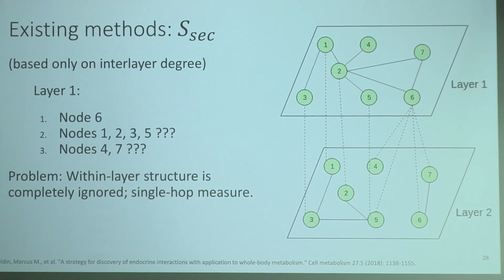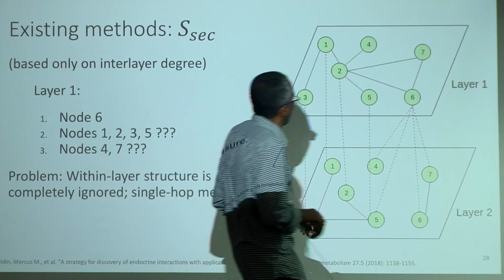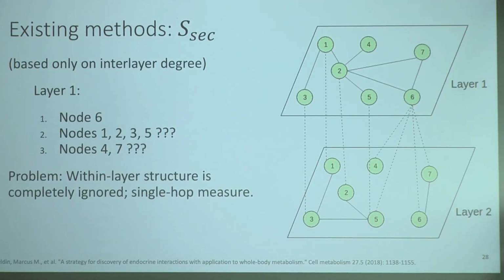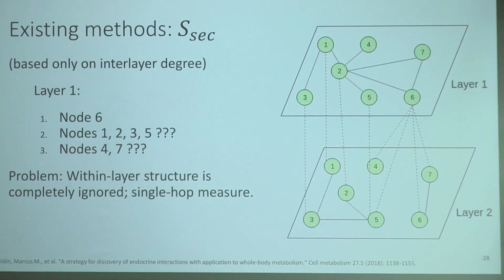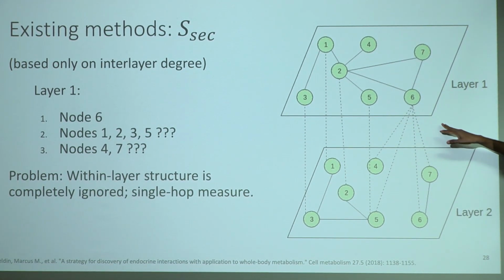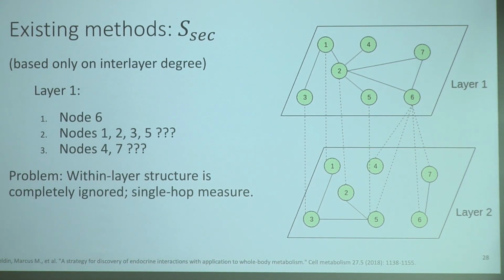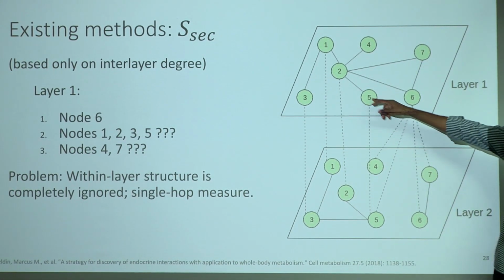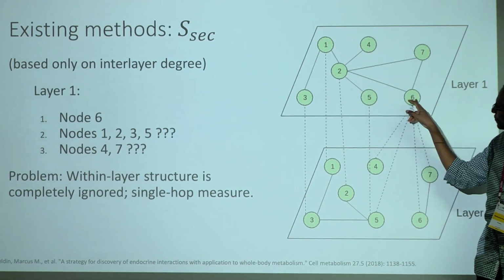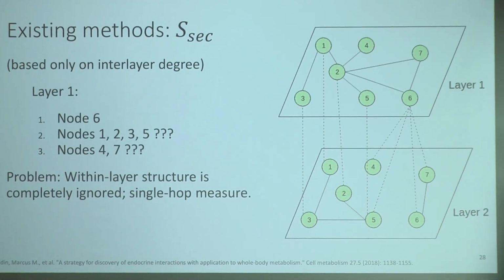So there are certain existing methods. If you have a particular network like this, you can have 2 layers, and if you want to figure out genes that are involved in intertissue communication, so direct intertissue communication, you'll probably pick 6 because it has a lot of these dotted interlayer edges. But 2 also seems to be well connected. It's connected to 5 and 6, and then it is connected to the other layer.